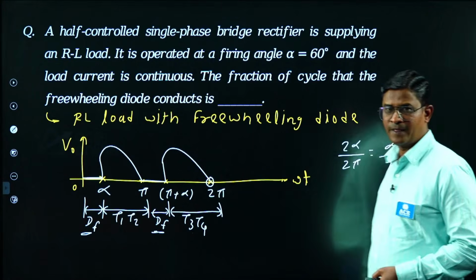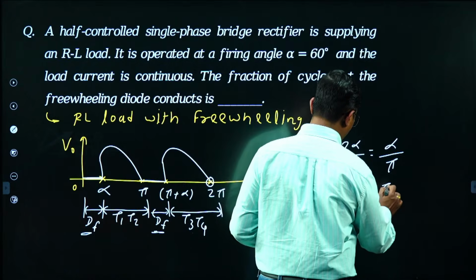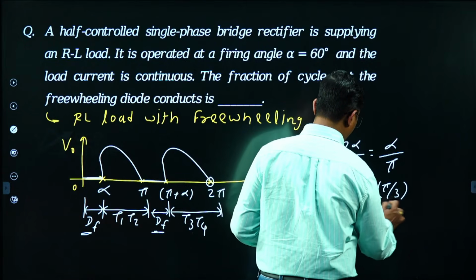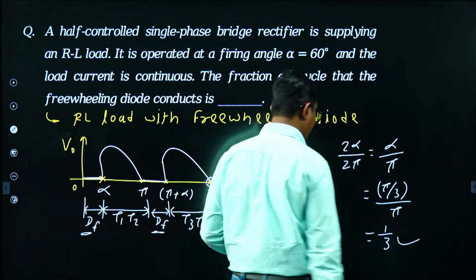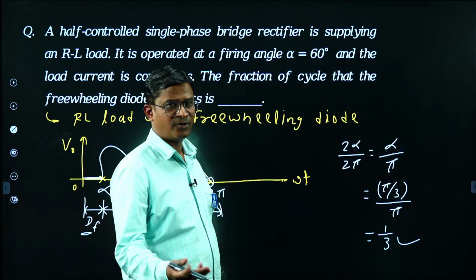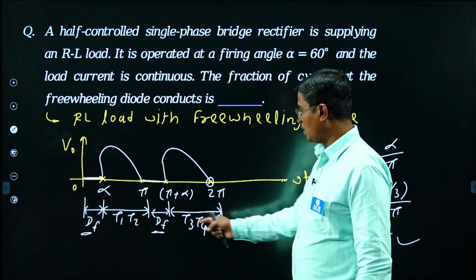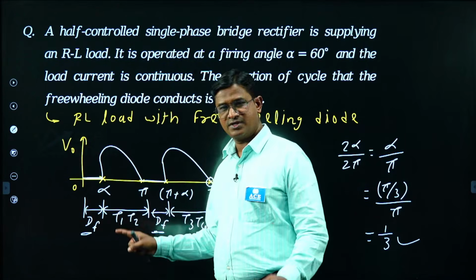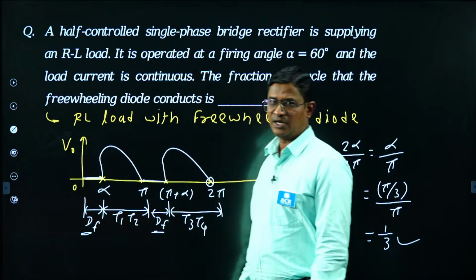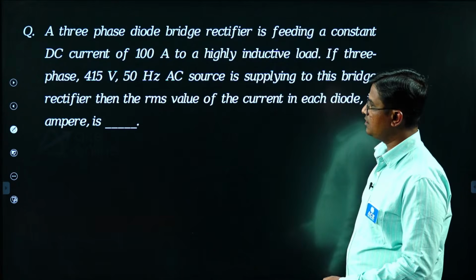The fraction they are asking is alpha by pi, but alpha is 60 degree, means pi by 3 radian upon pi, that is equal to 1 by 3. So your answer is 1 by 3, that is 0.333. So it is 2 alpha upon 2 pi, or simply you can take alpha upon pi also, and you will get 1 by 3 only, right? Simple question, right? 1 by 3.